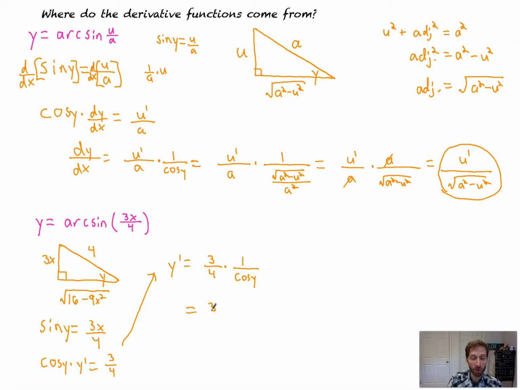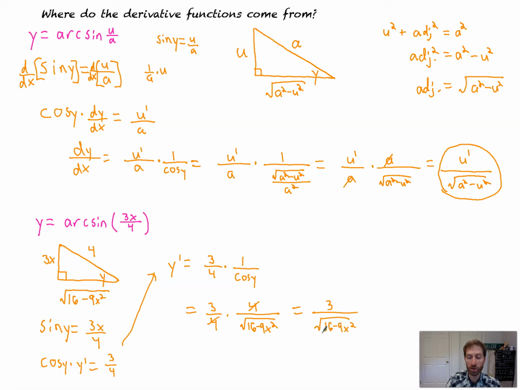And what's 1 over cosine y? Well, that's the reciprocal of cosine, or secant. So normally cosine is root 16 minus 9x squared over 4. It's going to be the flip of that since it's 1 over it. So we'll do 4 over root 16 minus 9x squared, right? We're doing the adjacent over the hypotenuse, but flipped. The 4's cancel, and you're left with 3 over root 16 minus 9x squared.